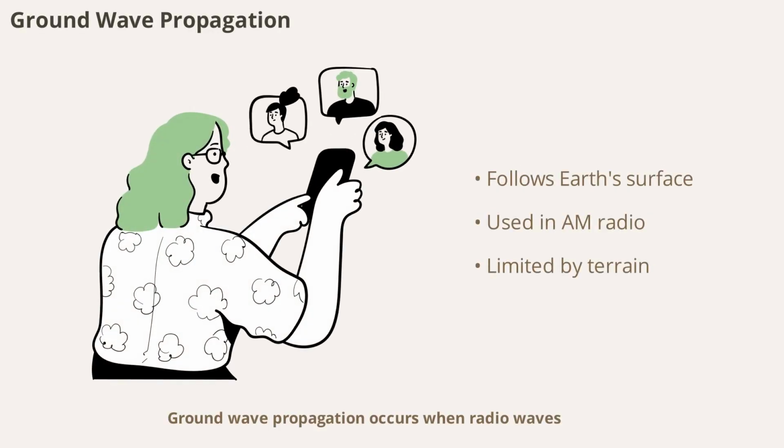Ground wave propagation occurs when radio waves travel along the surface of the Earth. This type of propagation is commonly used for AM radio broadcasts, especially over short to medium distances. Ground waves can follow the curvature of the Earth, making them ideal for reaching receivers that are not in direct line of sight with the transmitter. However, their range is limited by the Earth's conductivity and terrain.